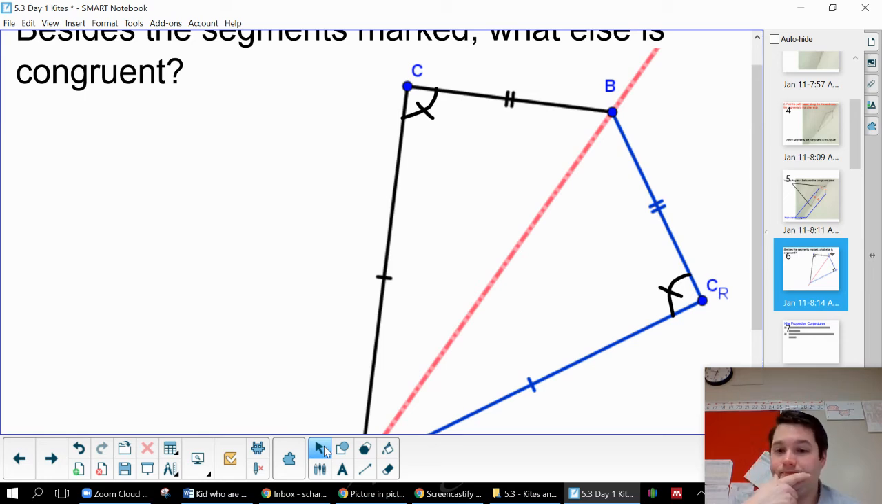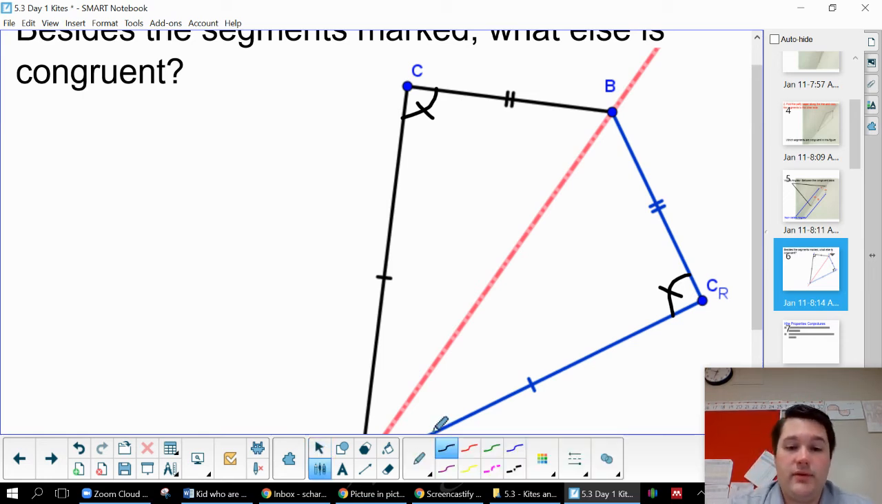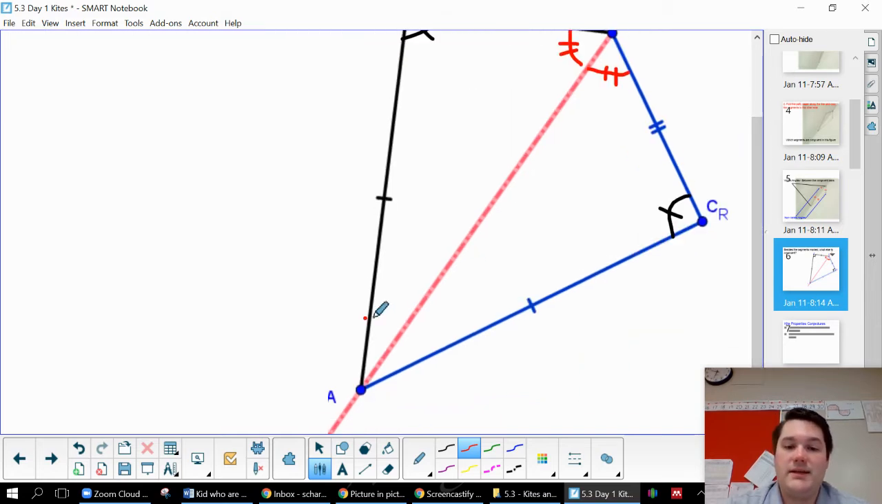Those are congruent. Other things that we have congruent, if you take a look up here, our two vertex angles are not necessarily congruent, but if you look at that fold line that we created, it does bisect that vertex angle, and it does bisect that vertex angle.